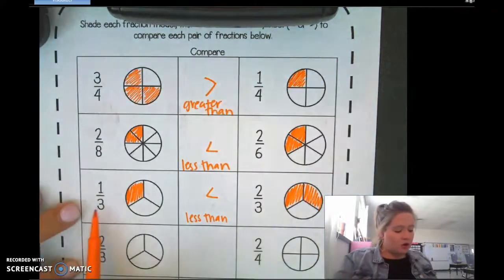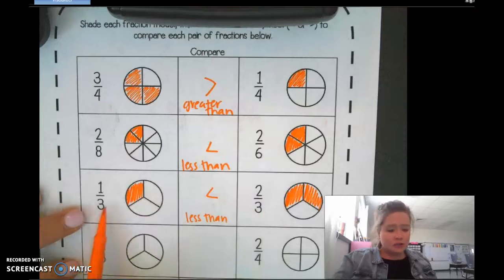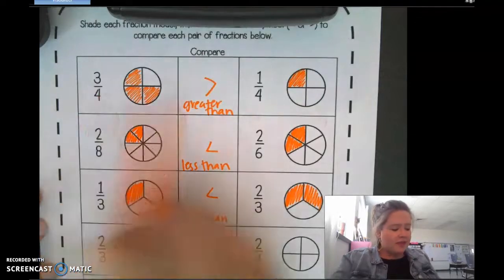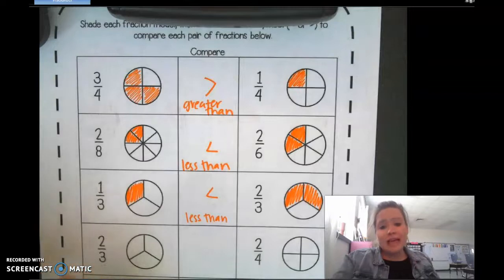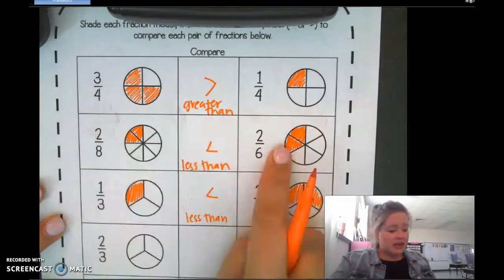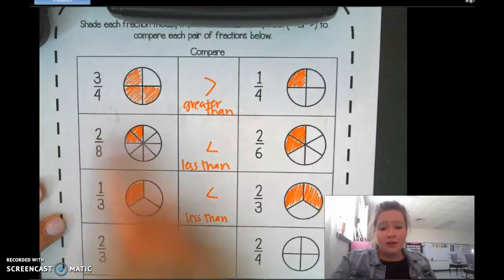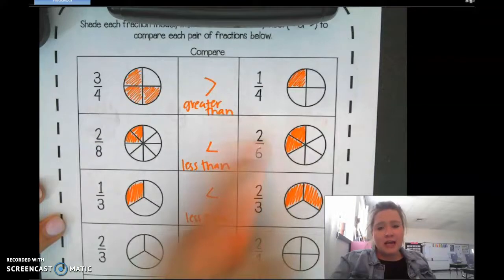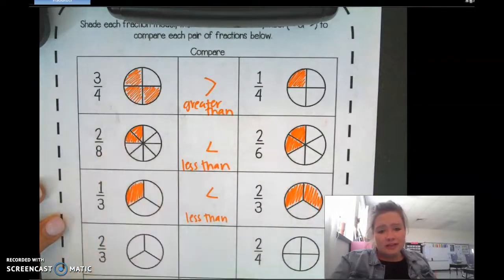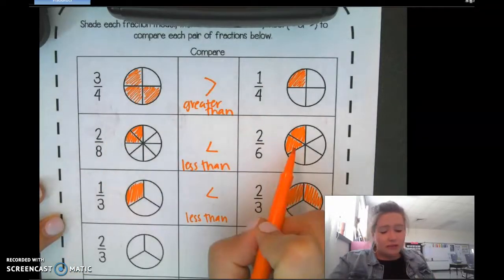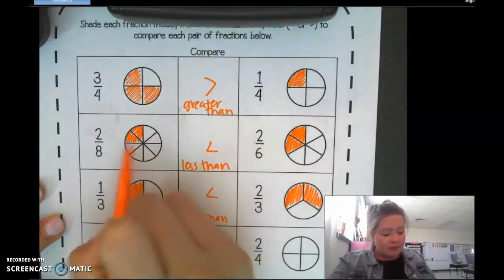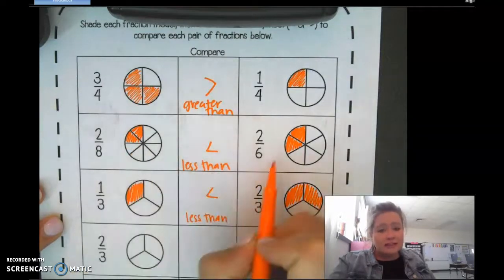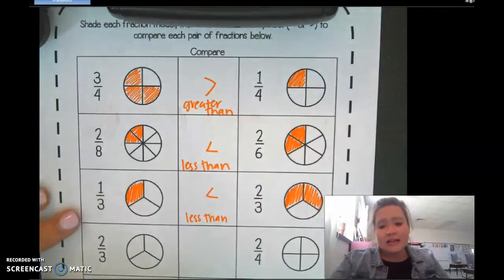Now remember, when your denominators are the same, so just like here and here, you're going to have the same total number of pieces or parts in your model, okay? When your numerators are the same, you're going to have the same number of pieces shaded in your two parts, but your pieces are not going to be the same size. 2/8 is going to be smaller than 2/6. The pieces in your 8ths are going to be less than the pieces in your 6ths. Why is that?